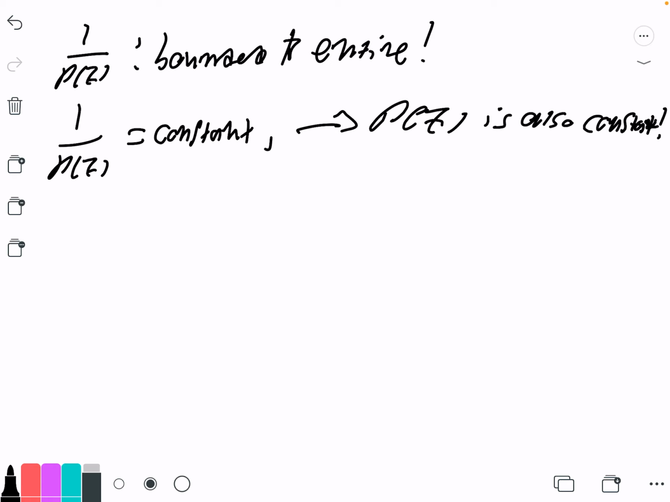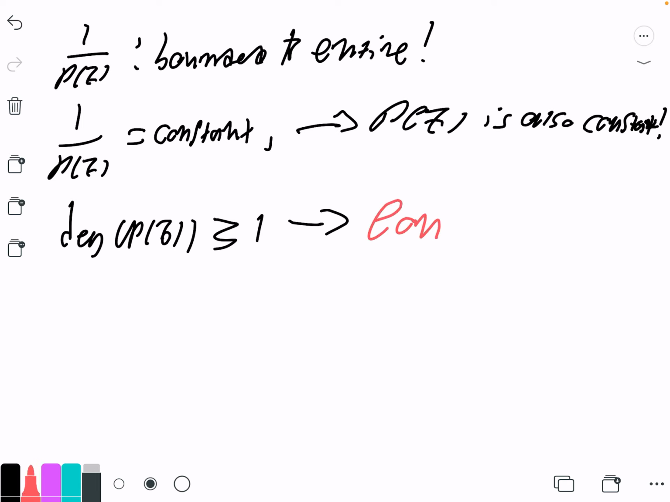But remember above that we said that the degree of P of z has to be greater than or equal to 1, which means it cannot be a constant. Contradiction. So, there has to be some z in the complex plane such that P of z is 0. And we are done. And that is the proof of the fundamental theorem of algebra.